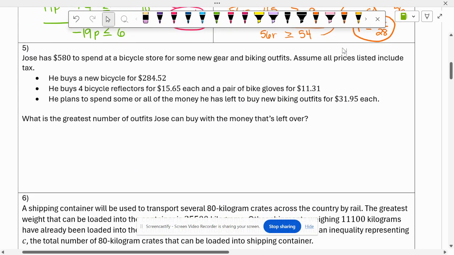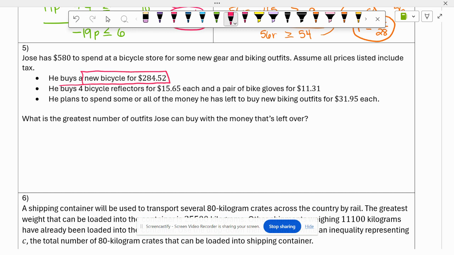Jose has $580 to spend at a bicycle store, and he's going to buy some new gear and biking outfits. It says assume all of the prices listed include tax. So the first thing he does is he buys a new bicycle for $284.52. He buys 4 reflectors for $15.65 each, and he buys a pair of bike gloves for $11.31. He plans to spend some or all of the money that he has left to buy new biking outfits, and they cost $31.95 each. The question is, how many outfits can he buy?